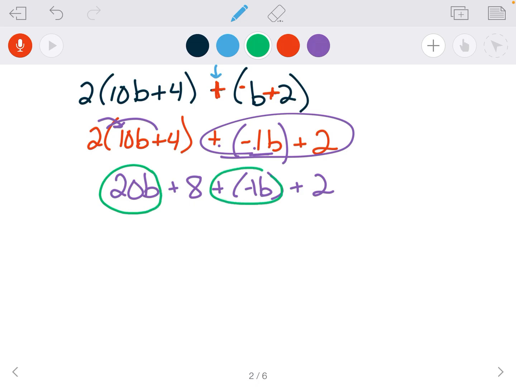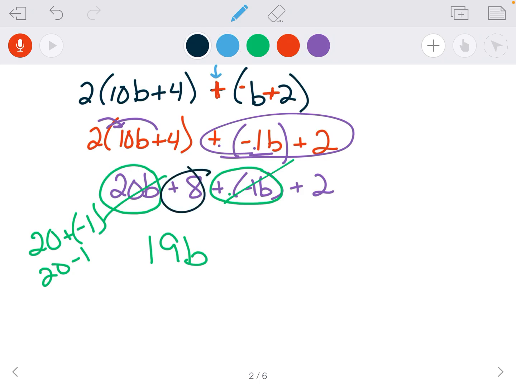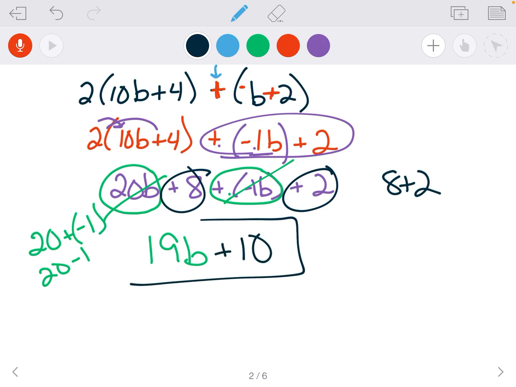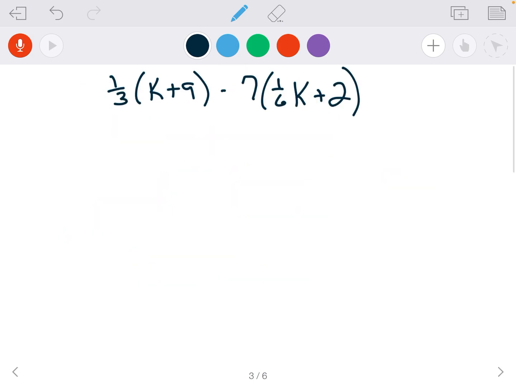I've got a 20b, and I've got a negative 1b. So 20 plus negative 1, they're opposite signs, so I got 20 plus a negative 1, which is really 20 minus 1. So you have 19b here, and then I've used those, so now I'm going to look at the plus 8 and the plus 2, so 8 plus 2, they're both positive, is plus 10. So I get 19b plus 10. I can't combine any further because the 10 doesn't have a b with it.